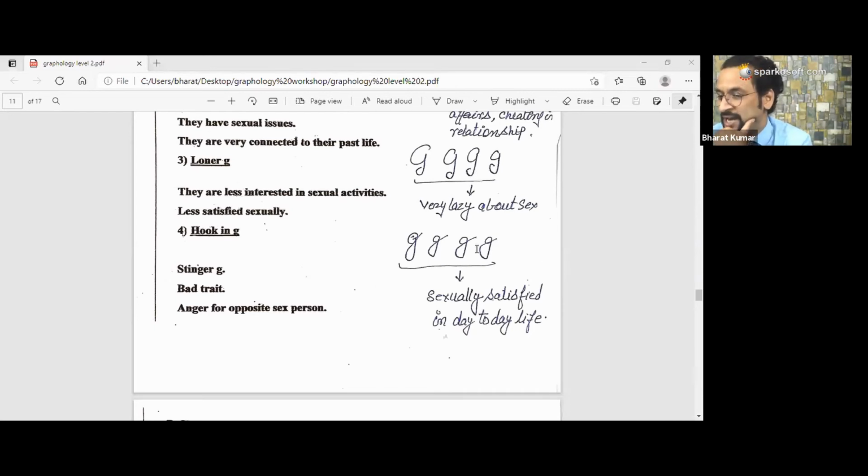Now, these four types of G, there may be a hook, there may be no hook. Upper part is lesser, lower part is larger. So these are, and the lower hand is touching the upper part, sexually satisfied in day-to-day life. So these are the traits. Now come back to other points.